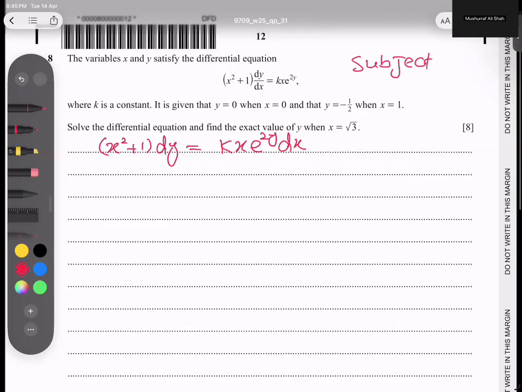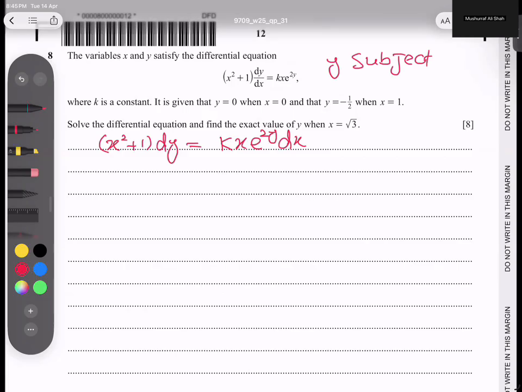So y subject. I will bring all y's on the left side and all x on the right side. So it will go this way and it will go this way. I'm writing here 1 over e to power 2y dy equals kx over x to power 2 plus 1 dx. Okay, I think you understood very well why I have done this.